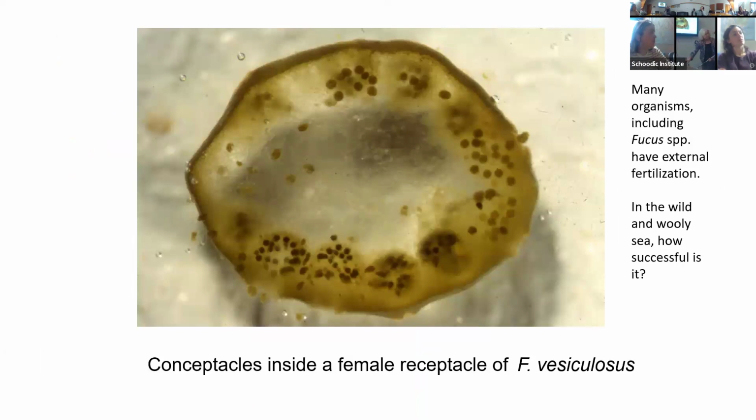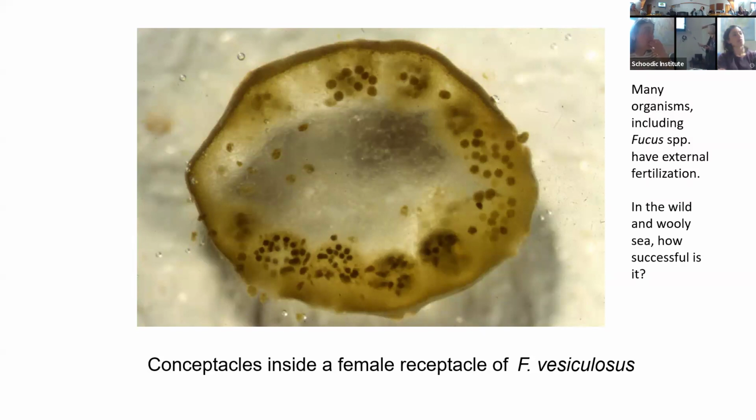Now, if I cut one of those receptacles, this is what I see. And this is from the Fucus vesiculosus individual that was a female. And so there's all this gooey stuff in the middle, which is actually an important part of the force that, with ionic changes, pushes out the gametangia. And, you know, many organisms, including the Fucus species, have external fertilization.